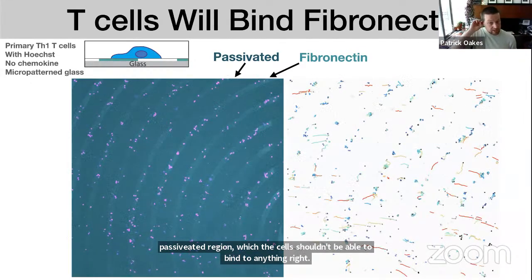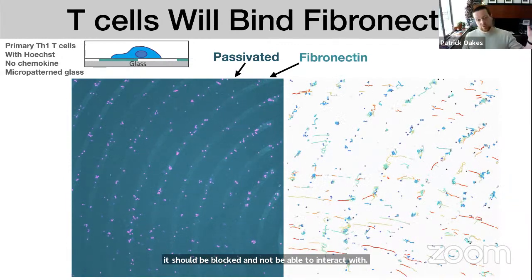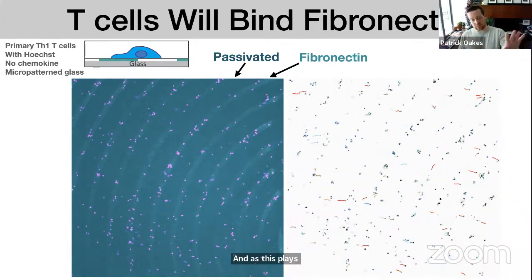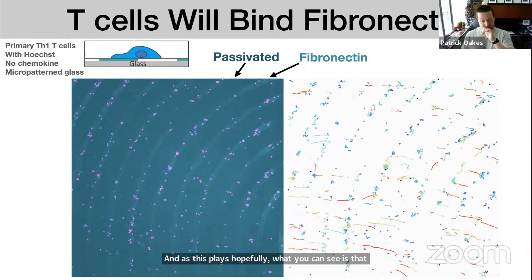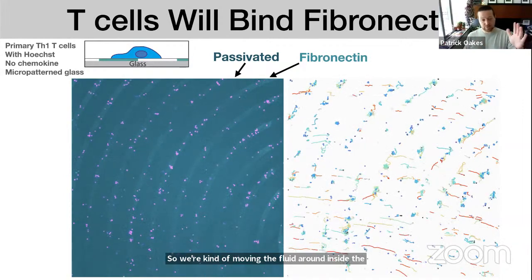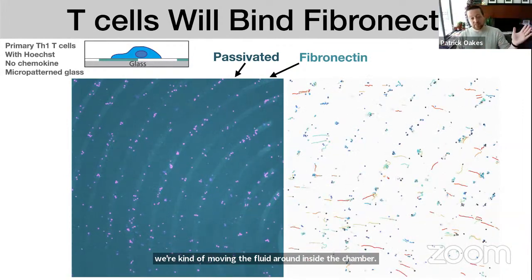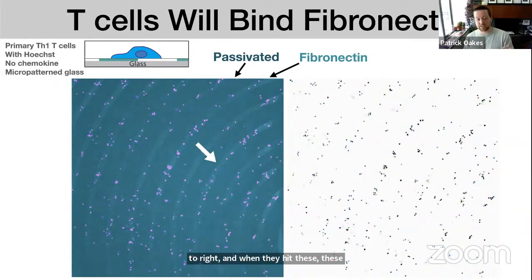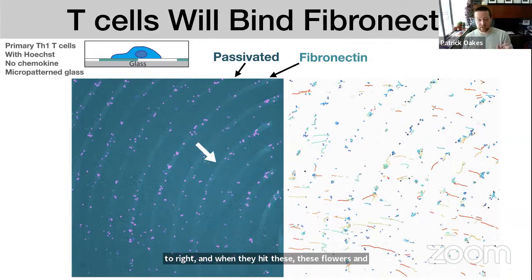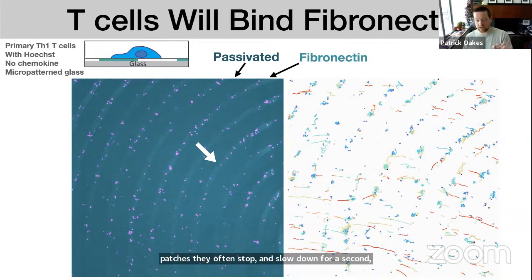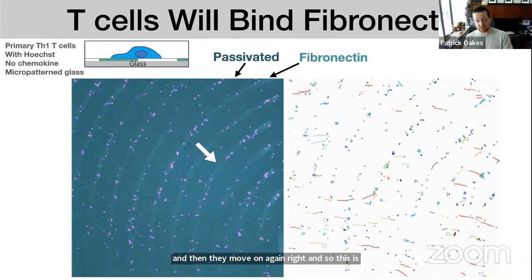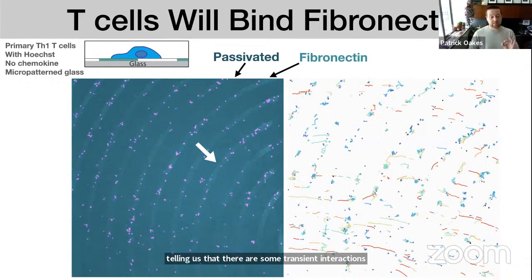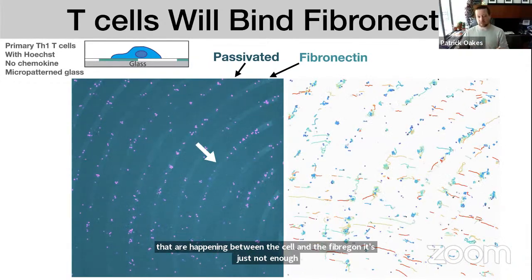And as this plays, hopefully what you can see is that there's movement from the fact that we're doing multiple stage positions. So we're moving the fluid around inside the chamber. And you see this flowing of material or cells from left to right. And when they hit these fibronectin patches, they often stop and slow down for a second and then they move on again, right? And so this is telling us that there are some transient interactions happening between the cell and the fibronectin. It's just not enough to keep them down and migrating for an incredibly long time.